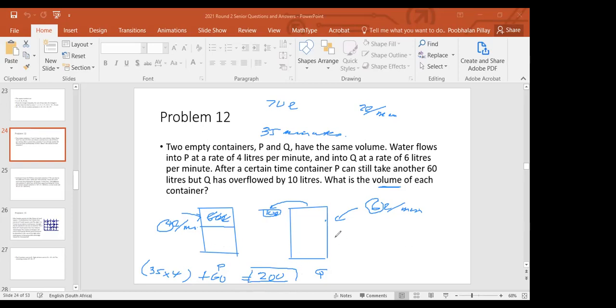Or you could have taken this one here. Now there's 6 liters per minute. In 35 minutes, it would have been 35 times 6. And that's 210, right? But 10 liters overflowed. So the actual volume is 210 minus 10, which is again 200. So you could have done it either way. Without X's and Y's. I'd like to just find out from you guys.